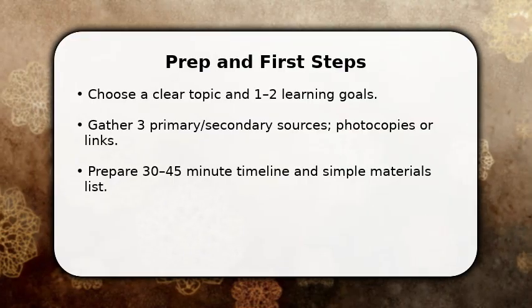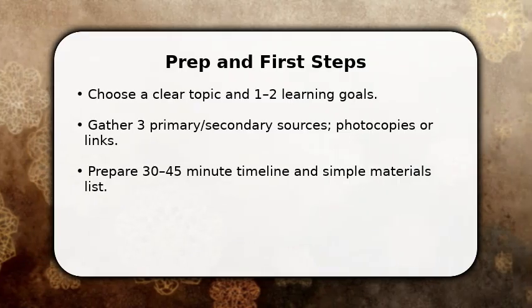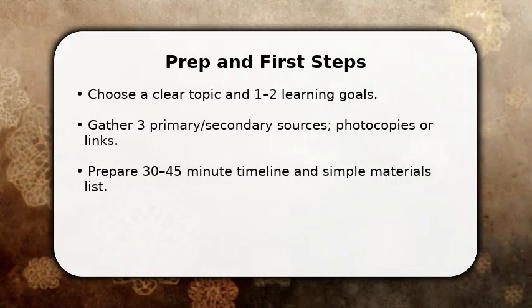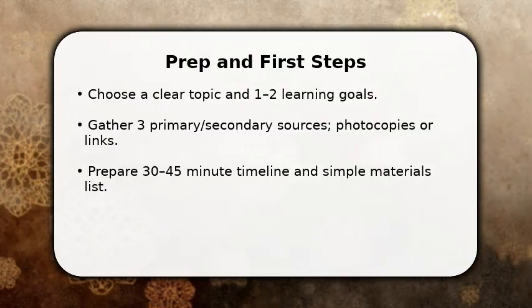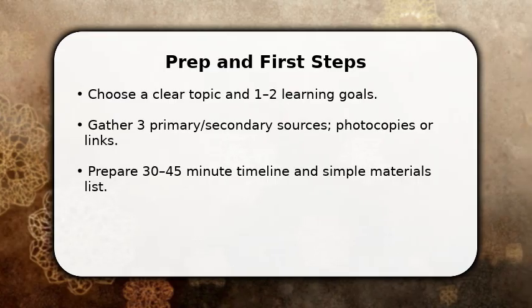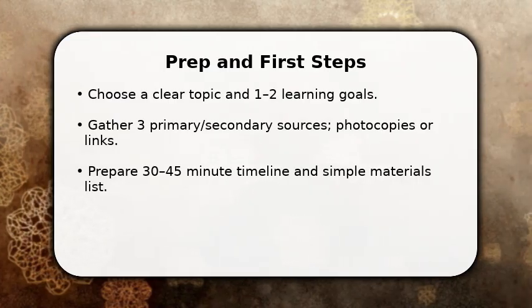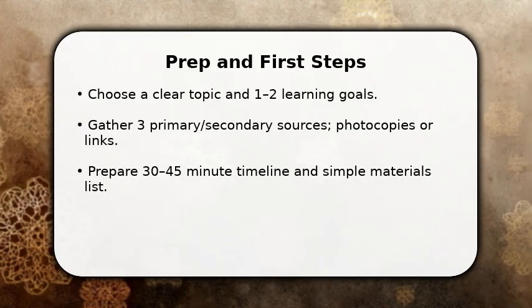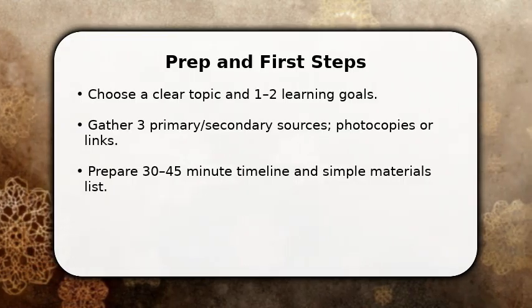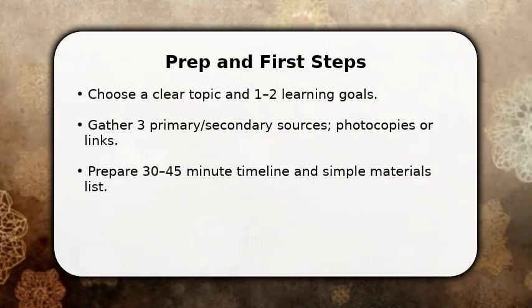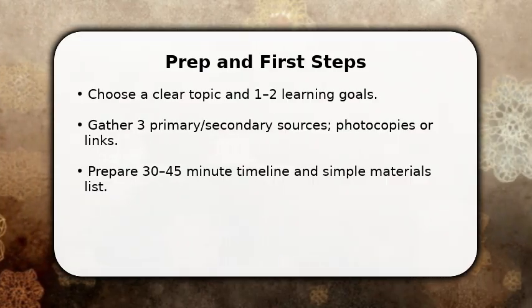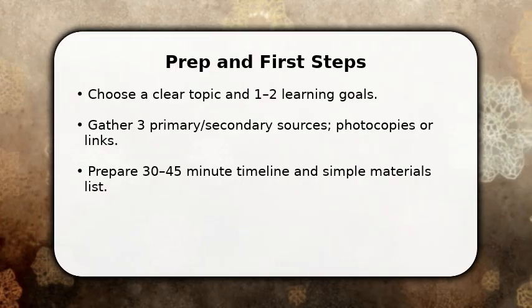You start by picking a focused topic and stating 1 or 2 learning goals so the activity has direction. Once chosen, scan 3 reliable sources, at least 1 primary, and make photocopies or digital extracts for students. Next, set up a 30-45 minute timeline and list simple materials: maps, images, index cards. Make sure to assign roles or stations now so you can move straight into the activity without wasting class time.